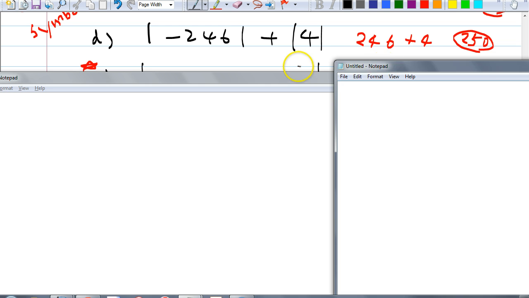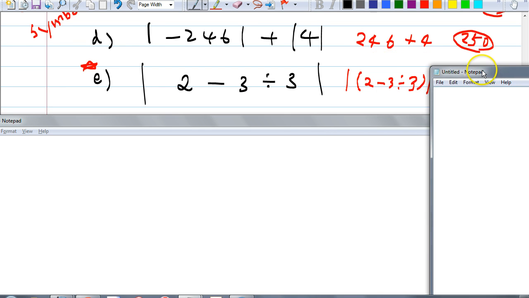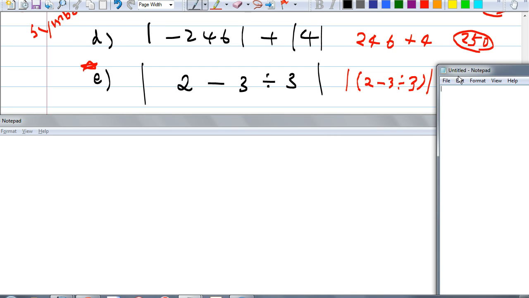Now let me give you this one here. This one's kind of interesting. Absolute value of 2 minus 3 divided by 3. Okay, do you guys remember absolute value can also be thought of as a grouping symbol, right? So it's as if you have a parentheses inside. So can I just do 2 minus 3 first? Why not? It says 2 minus 3. I know what that is. Isn't that -1? Why can't we do that first?